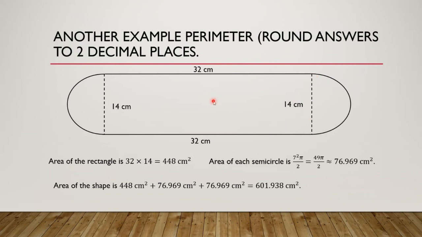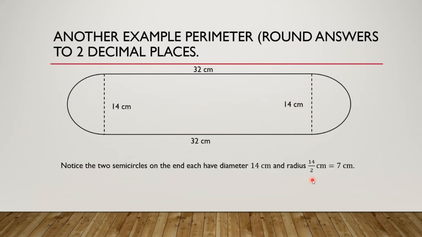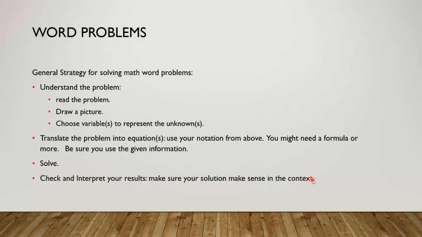Okay, so that's basically what we're doing here. You get the area of each semicircle, and you add on the area of the rectangle. And that's what we get. Okay, so with that said, the perimeter already, let's now move on to this.